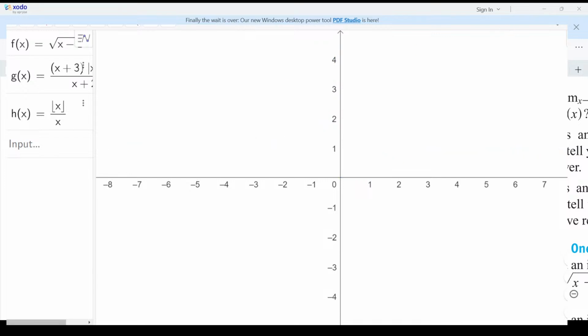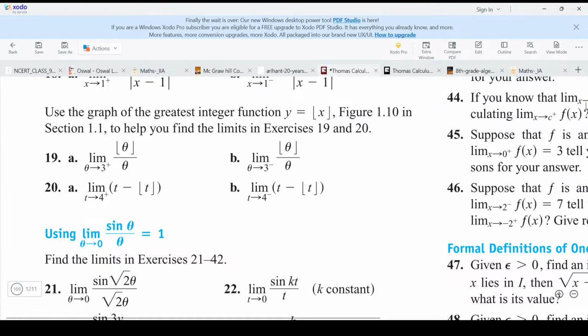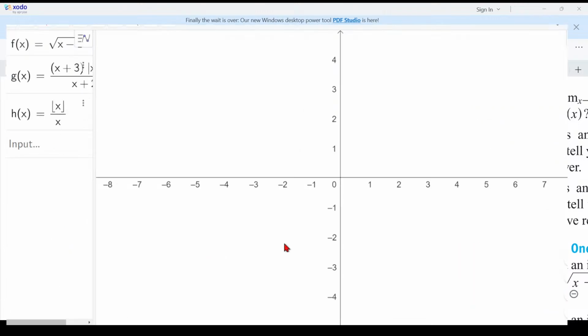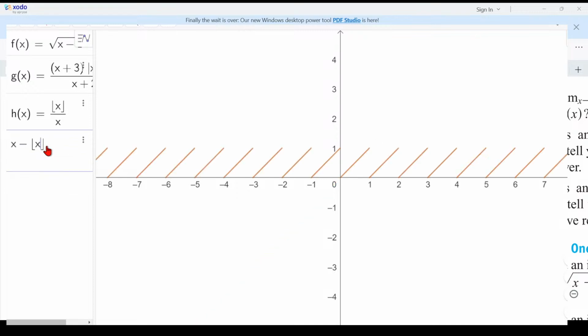This you are clear. There is another graph. What is that? x minus step of x, right? Now, when you are approaching 4 from the left hand side, what is the limit, looking at the graph? 1. That is this one, no? What about when you are approaching 4 from the right hand side? 0. Which 0? This 0, right? So that's why at 4 the limit doesn't exist.